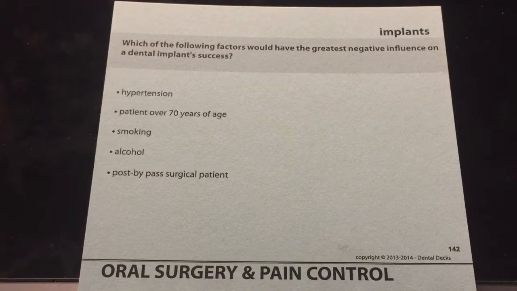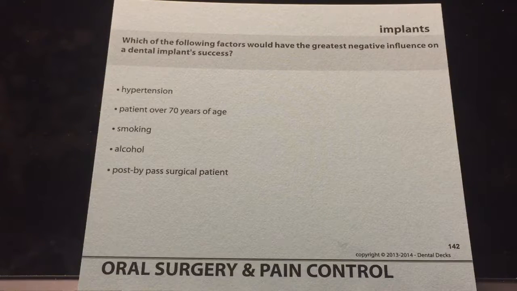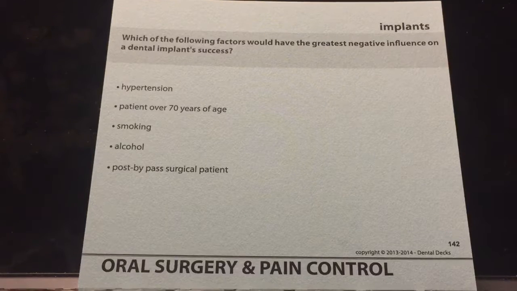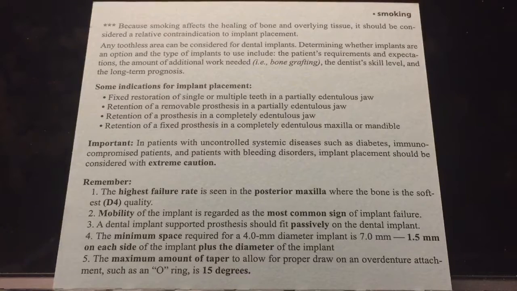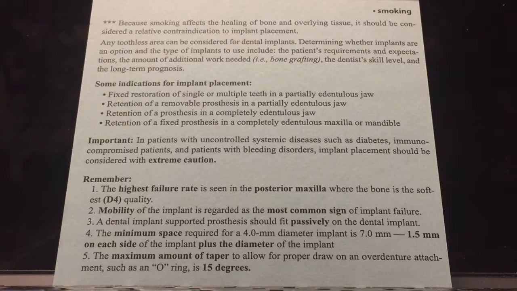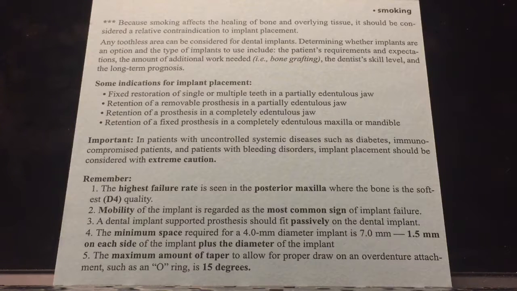Which of the following factors would have the greatest negative influence on dental implant success? Hypertension, patient over 70 years of age, smoking, alcohol, post-bypass surgical patient. Smoking. Because smoking affects the healing of bone and or overlying tissue, it should be considered a relative contraindication to implant placement. Any toothless area can be considered for dental implants.